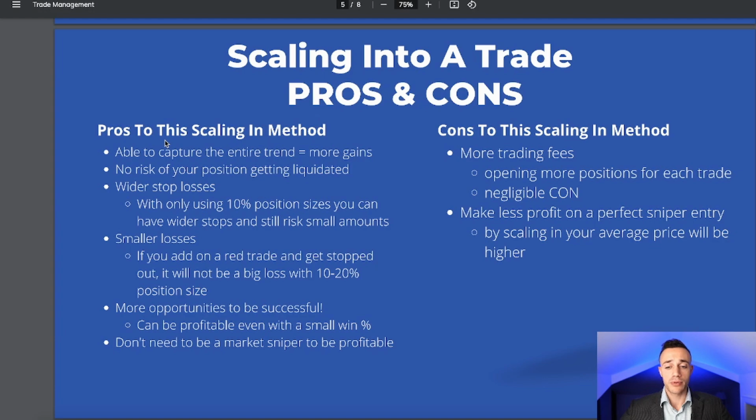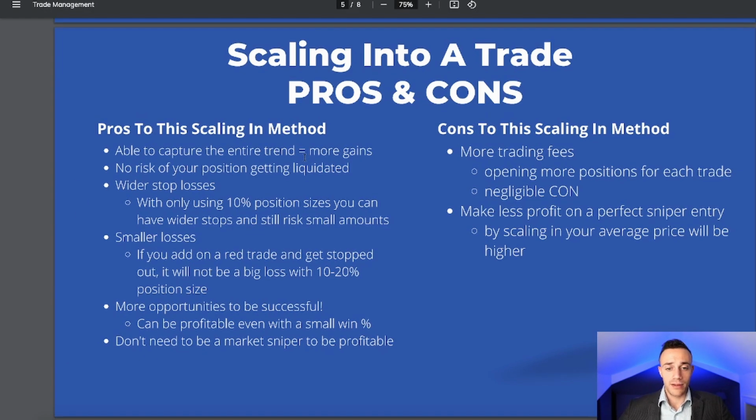And then after that, you make less profit on a perfect sniper entry. So you're only going in 10%, or if you want 25%. So it's not like you're going in with 100% if you catch an exact bottom of something and watch it go up. So you're not going to be able to basically catch the entire move with your entire position, which means a little less profit overall, because by scaling in, your average price will be higher. But it's really not that big of a deal because you're still going to be profitable, and there's nothing to complain about if you're pulling money out of the market, because the market is ever providing. And once you learn how to do this, you will be able to tap into that never-ending flow.